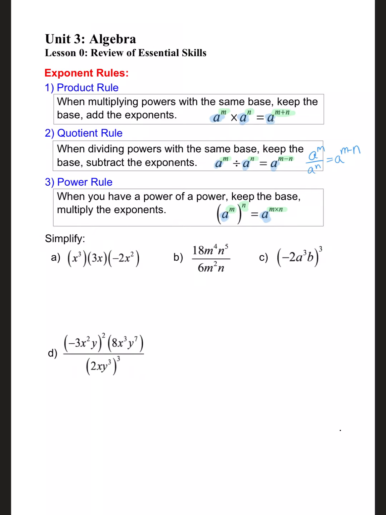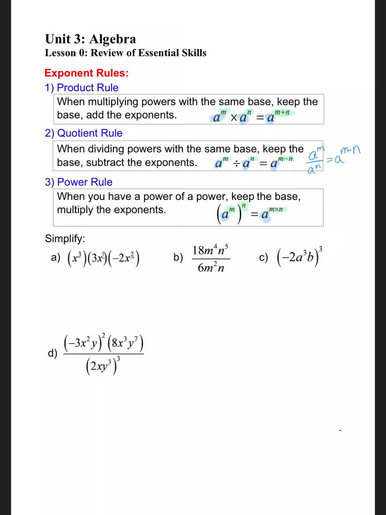Our first example, we have x to the power of 3 times 3x times negative x to the power of 2. So some things to take note of are exponents. So we have an exponent of 3 here. Well, we don't have any exponent on our next bracket. So when there's no exponent, we can assume that there's an exponent of 1. Okay? So we have an exponent of 1 here, and we have an exponent of 2 here.